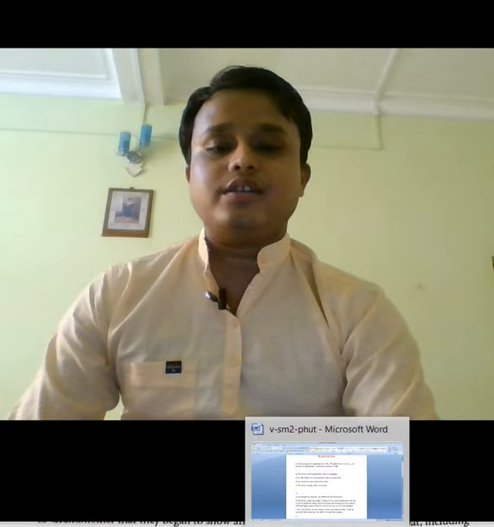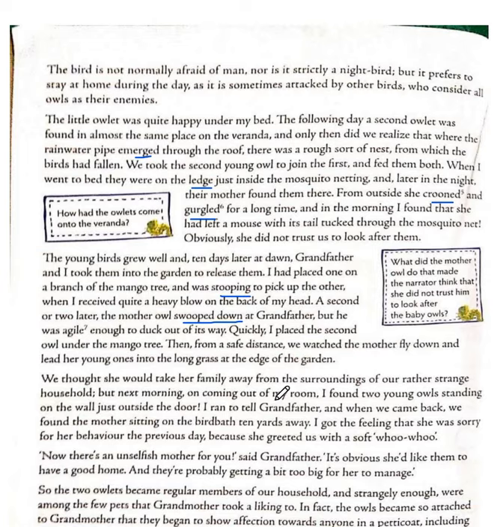When it is coming very rapidly to attack someone, or flying down very rapidly, it has been said here "swooped down" at grandfather. But he was agile enough. Agile here means he was quite able, or quite capable of running away from that place, to duck out of its way. Duck out of its way means to get out of its way, to run away from that place, or to befool that bird.